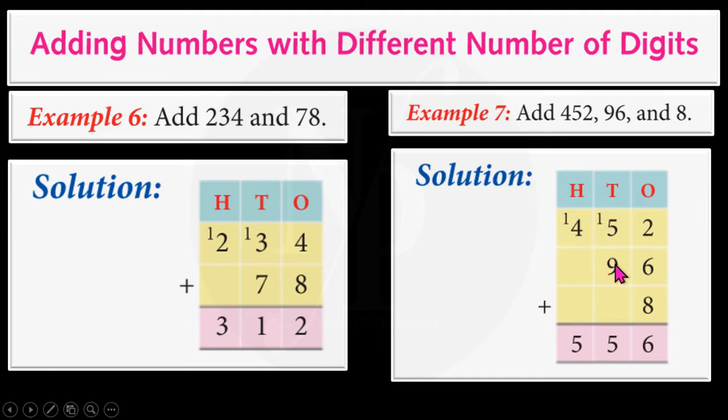So 1 plus 9 is 10 and 10 plus 5 is 15. 15 tens are regrouped as 1 hundred and 5 tens. 100 is carried forward to the next column, that is hundreds column, and 5 tens are written in tens column. Now we add 100 and 400. 100 plus 400 is 500, which is written in hundreds column. Therefore, the sum of 452, 96 and 8 is 556. This is how numbers with different number of digits are added.